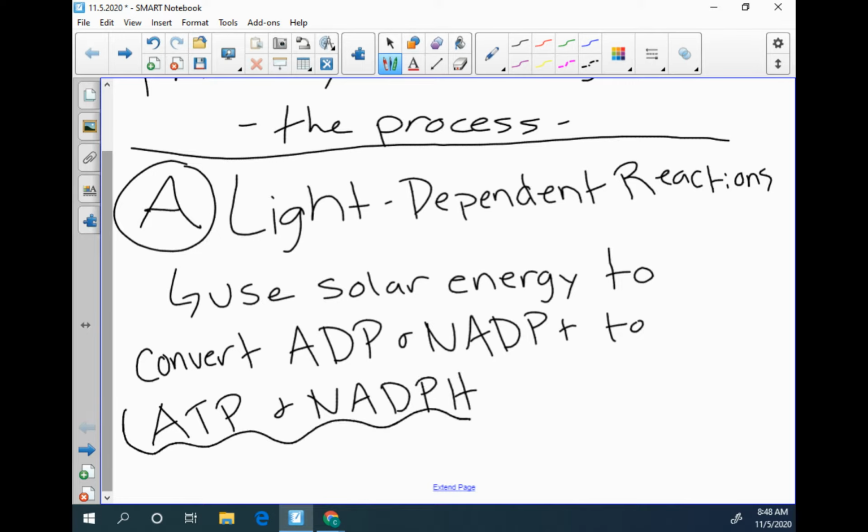These two are where we get our energy. Those are electron carriers. Those are where the energy is at. If you see ADP or NADP plus, that is our low energy form of the process.